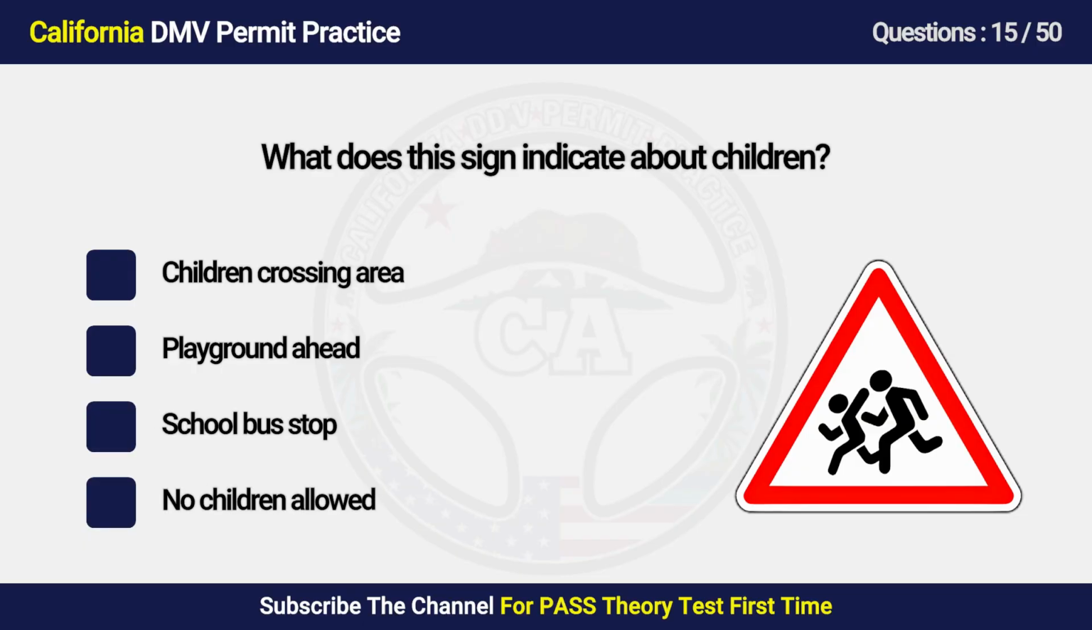A, children crossing area. B, playground ahead. C, school bus stop. D, no children allowed.